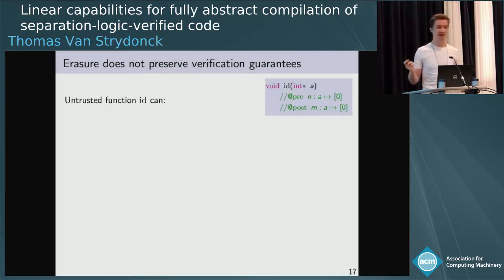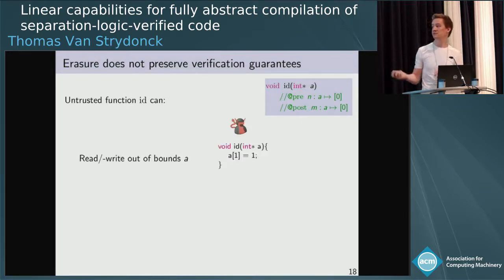This means that the identity function can do three different things that we don't want it to be able to do, given its contract here. The first thing is that it can read or write outside of the bounds of A. So for example, it's only allowed to access one element at memory location A, but here it could just write at index 1 instead of at index 0, which we don't want to happen.